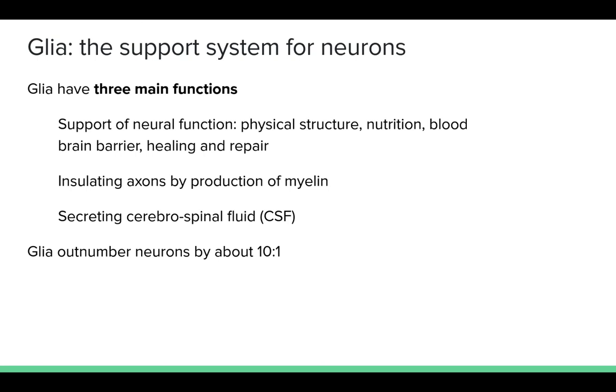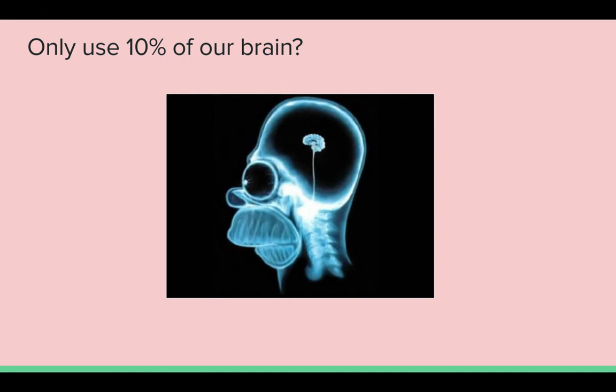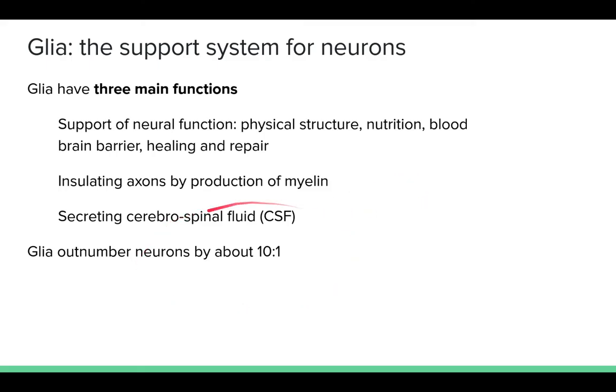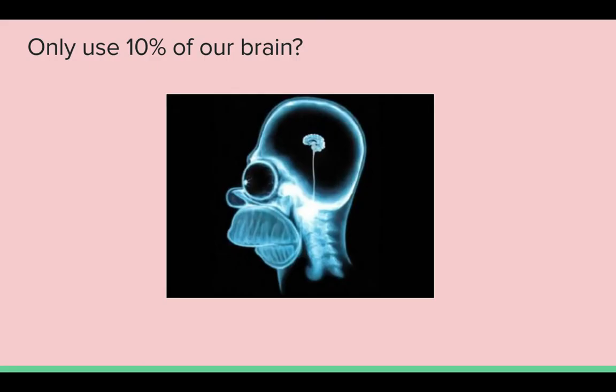Now, a fun fact about glia is that if we just counted up the number of glial cells and compared it to the number of neurons in the brain, we'd see that glia outnumber neurons by about 10 to 1. While we're on this topic, it brings up this old idea that you might have heard that we only use about 10% of our brain. I think it might come from the fact that only 10% of the cells in our brain are neurons. The others are glia. But this whole thing about using 10% of our brain is actually totally a myth.